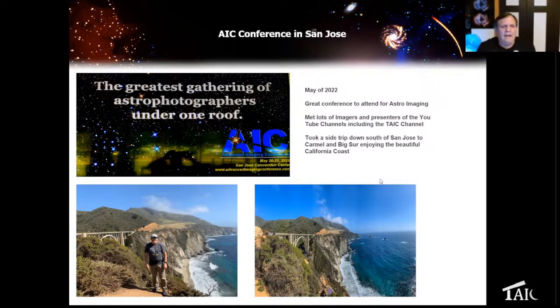And then I decided I needed another day because it was so beautiful out there. I took an extra day and changed my flight and drove down to Big Sur and enjoyed the beautiful California coast. To me, it's one of the most beautiful areas in the country.